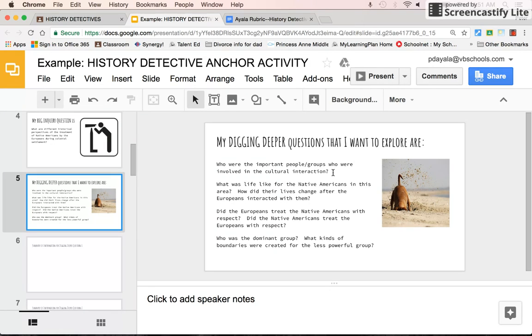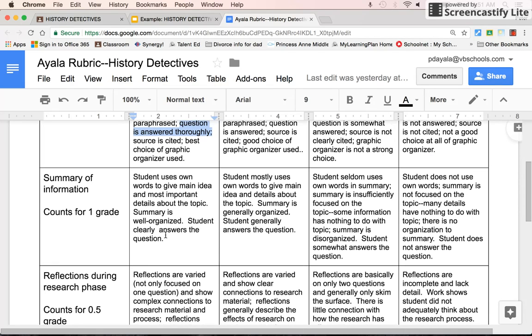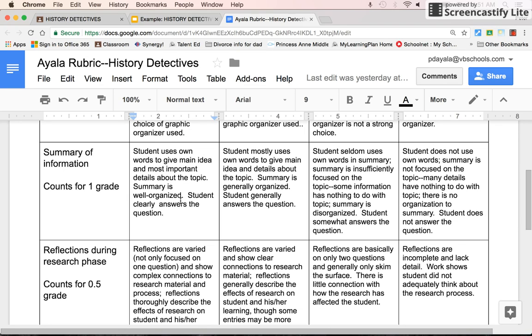And you would go on to talk about why they were important in this interaction and the things that happened between them. And as it says in the rubric, you have to give your main idea and most important details about the topic. Summary is well organized. So make sure you organize it just like a power paragraph, right? Put out your information, why you feel that way, and back it up. It's just main idea and supporting details, just like you're used to doing in elementary school in the same way we're doing now, except we're calling it a power paragraph.